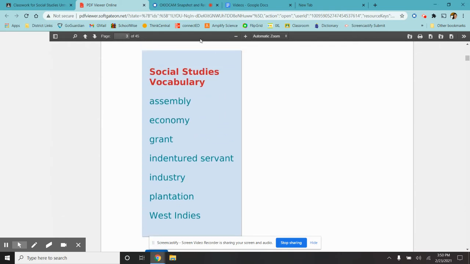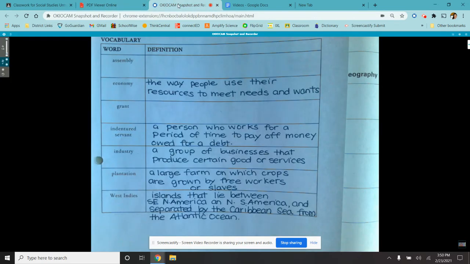So from our vocabulary list on your paper, we have most of the words from this lesson. So economy is the way people use their resources to meet their needs and wants. Indentured servant, a person who works for a period of time to pay off money owed for a debt. For example, Sam could be considered an indentured servant, right? He didn't necessarily have a debt, but he was taken off the streets, a homeless orphan in England, and became a servant to Captain Smith. Granted, that's fictional, but he would be an example of an indentured servant.